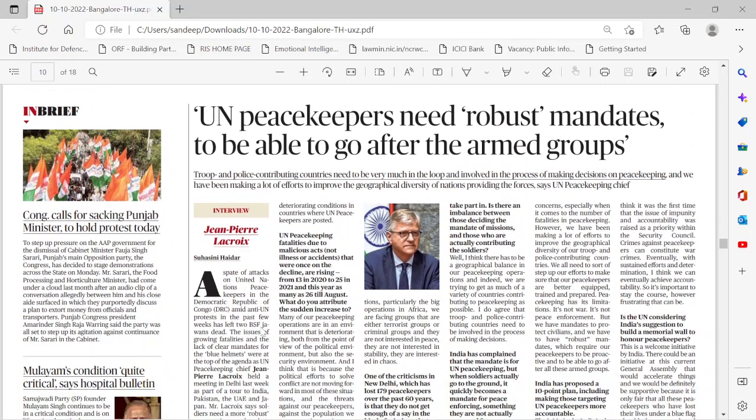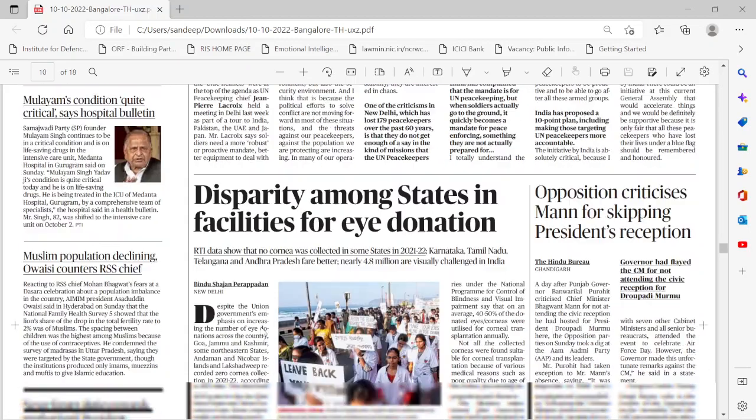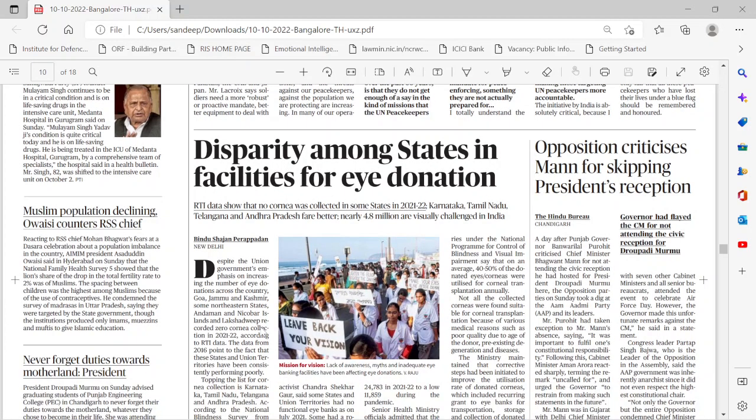Yeah, UN peacekeepers need robust mandates to be able to go after the armed groups. That means if they have to shoot, if they have to fight against them, they need to get mandate, is what it is trying to argue. But if you give mandate, if there is killings of civilians and all, that becomes human rights issue. So no country is willing to provide.